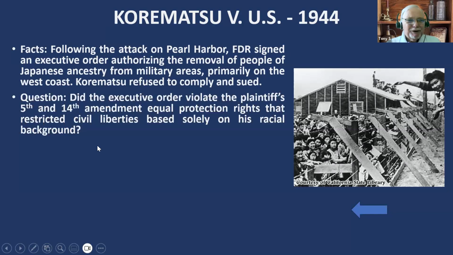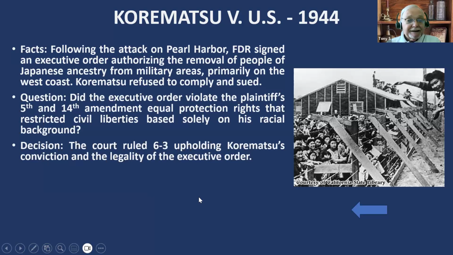Okay, so the question arose. Korematsu sued. He was a Japanese American. He said, "You can't do this. I'm an American citizen. I've not done anything wrong other than be of Japanese ancestry." Did the executive order violate the plaintiff's Fifth and 14th Amendment equal protection rights, restricting civil liberties based solely on his racial background?